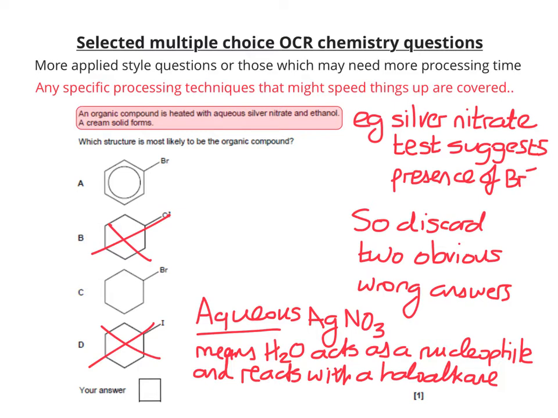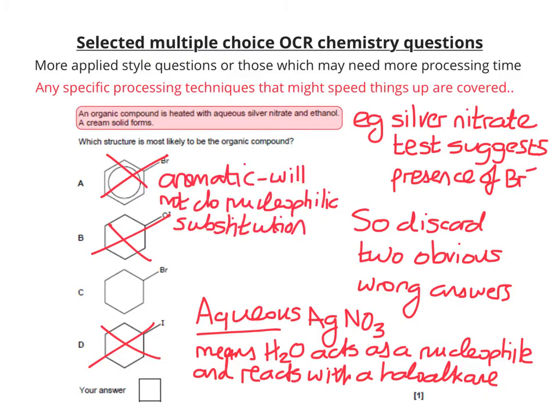So the clue is buried in amongst that sentence where it says aqueous silver nitrate. That means the water that the silver nitrate is dissolved in is behaving as a nucleophile and then reacts with a haloalkane. So you need to find a bromoalkane. So now we can discard A, because it's aromatic, and as you remember, aromatic compounds do electrophilic substitution, not nucleophilic substitution. So the only option in this one is C.